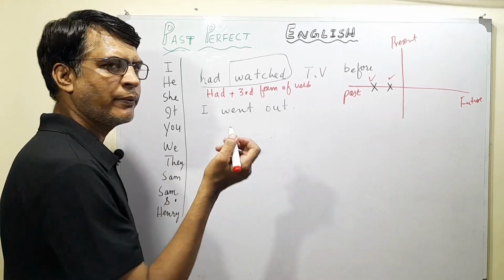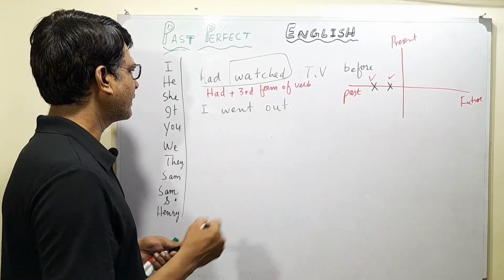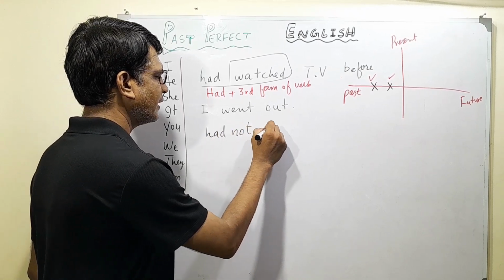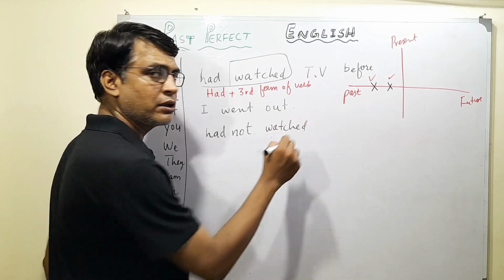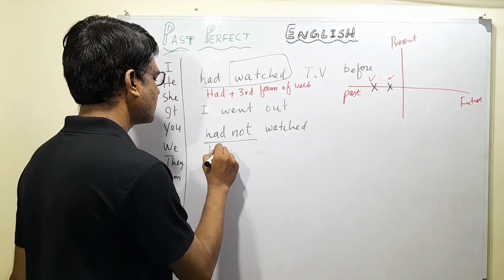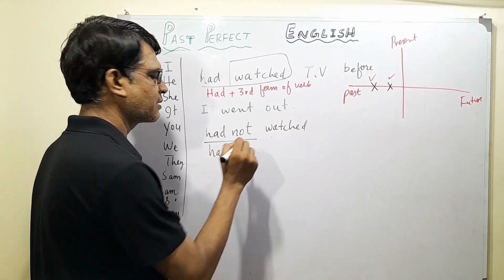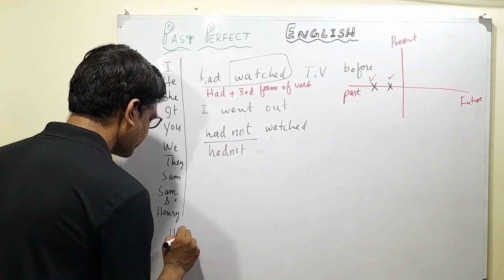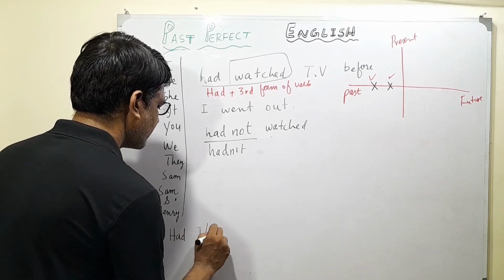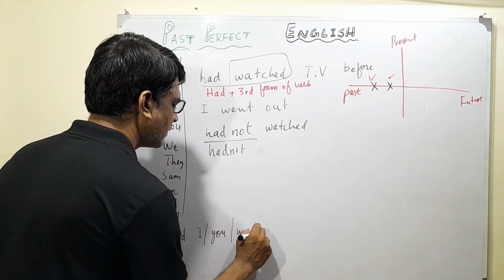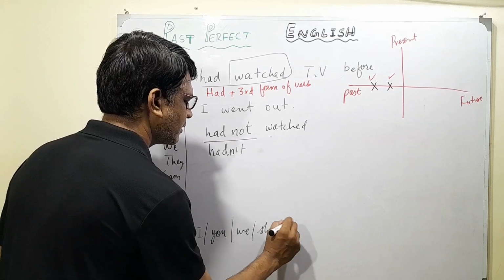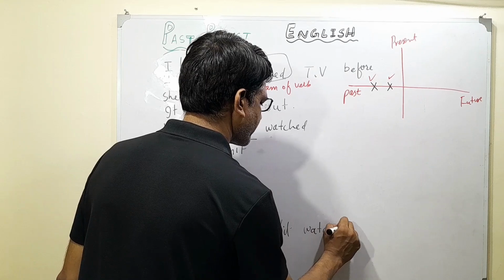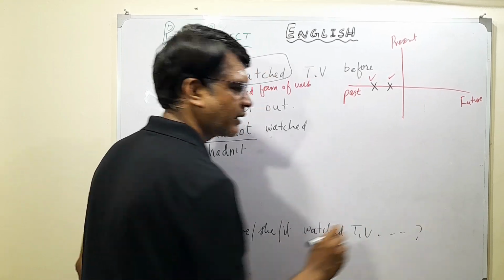And how do we make a negative? It's easy to make a negative. What you do is you use had not, and then the third form of verb, like had not watched, or the short form is hadn't. And how do we make a question? We take out had, like you say, had I, had you, had we, had she, had it, watched TV, and the rest of the sentence.